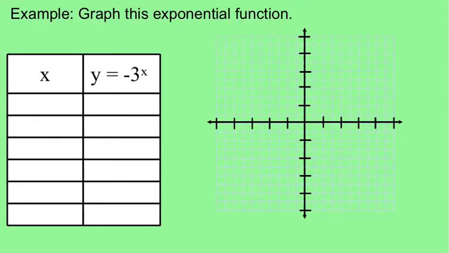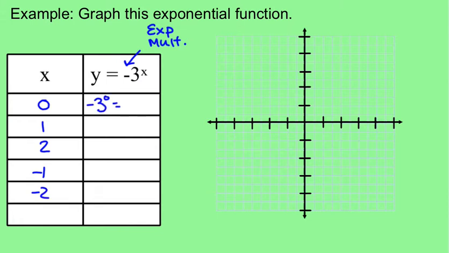All right, next example. A little bit different because it has a negative. And with PEMDAS, you always do your exponent first, then you go back and do your multiplication, which is that -1. So let's put some numbers in again. Let's do 0, 1, 2, and then -1, -2, and see what we get out. So -3 raised to the 0. You do the 0 part first, so that becomes a 1. And then -1 will be your final answer.